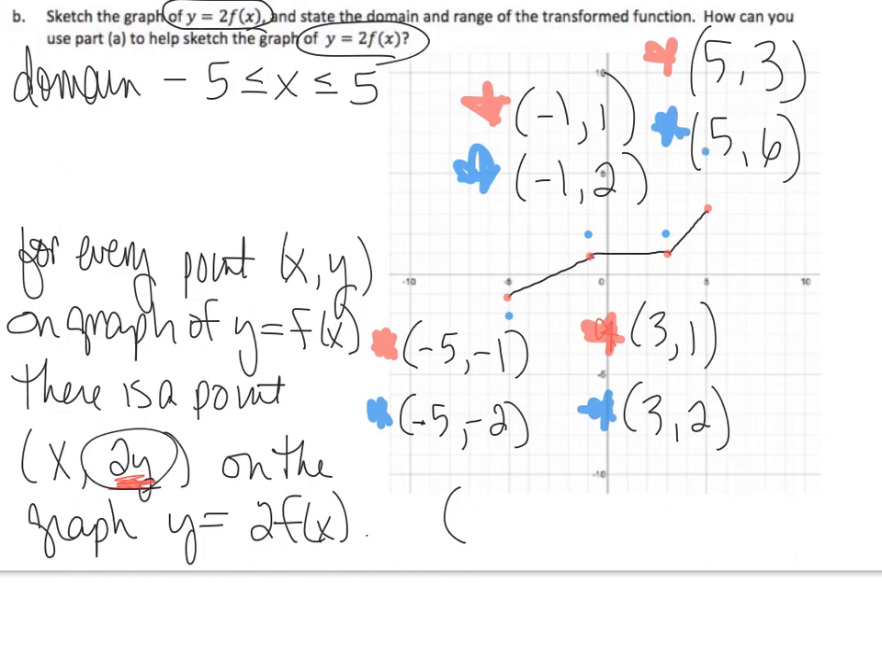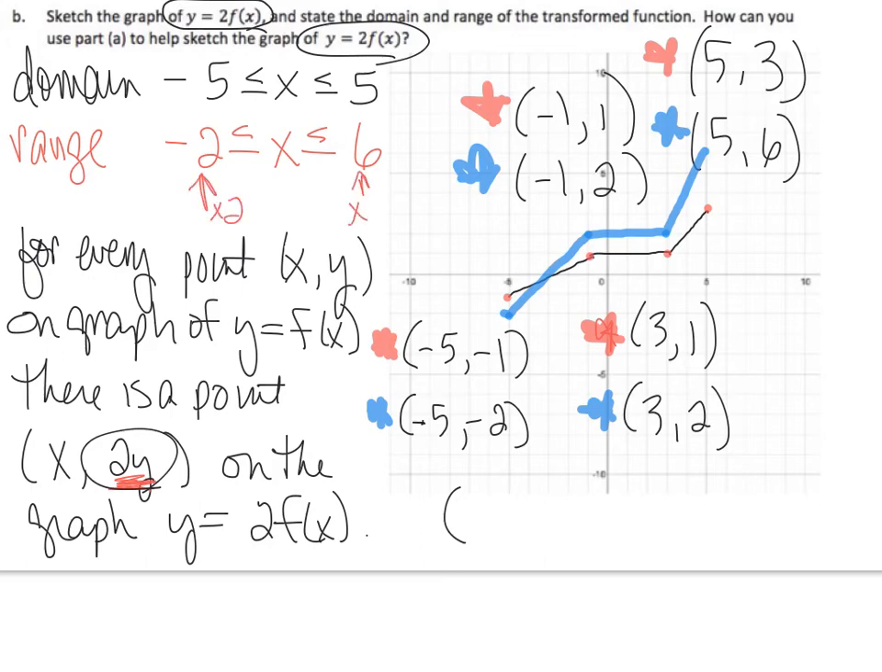And then we can connect the dots, which is going to be hard, but I can do it. And that is our new line. Phew! I forgot to do the range. So for this one, because we're affecting our y values, the original range was -1 to 3, so I'm going to multiply that by 2. -2 to 6. Okay, this value right here, I multiplied by 2 from the original.